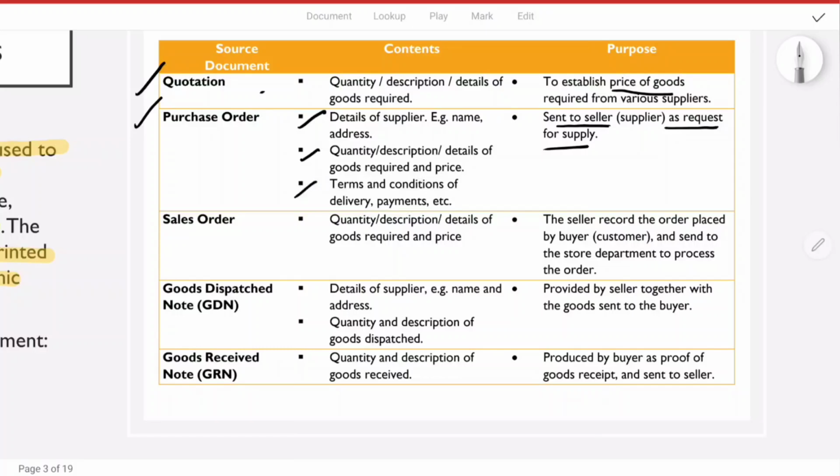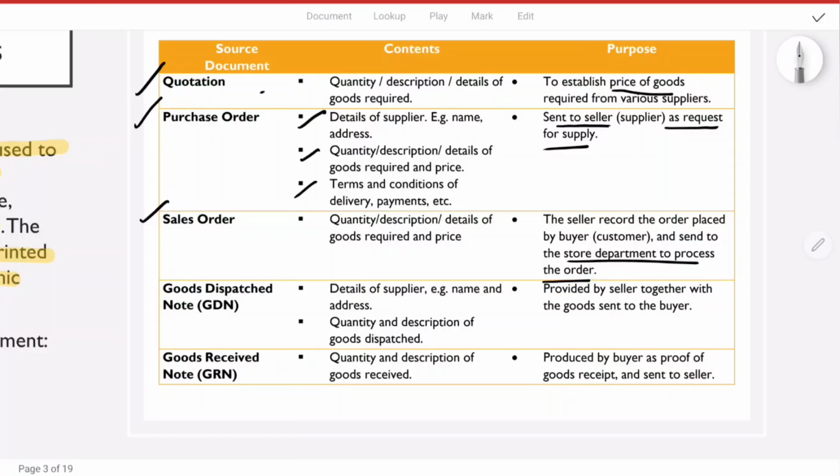All right, and then maybe we can also state the terms and conditions of the delivery, of the payment, etc. Once the seller receives the purchase order from the business, the seller is going to issue a sales order. This is where the seller records the order placed by the buyer, and then sends the sales order to the store department to process the order.